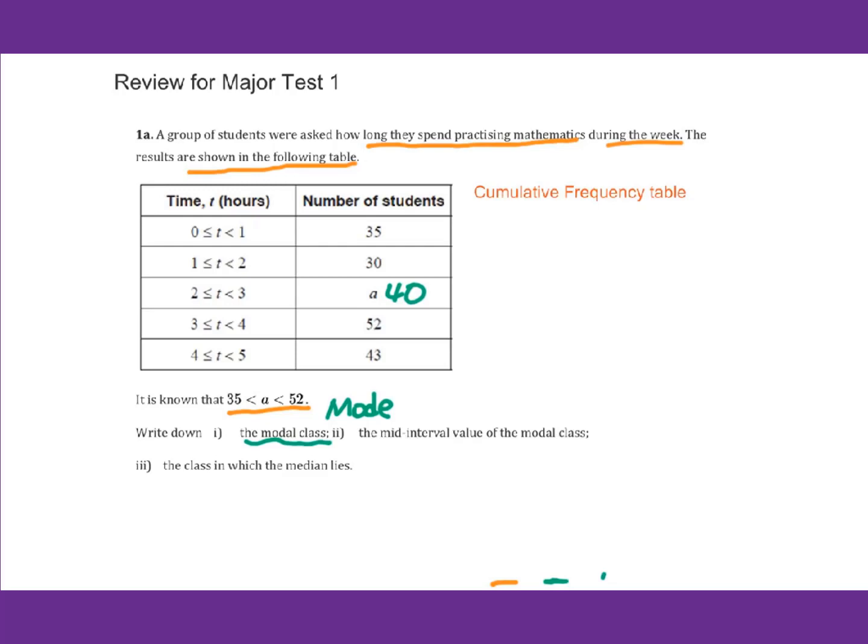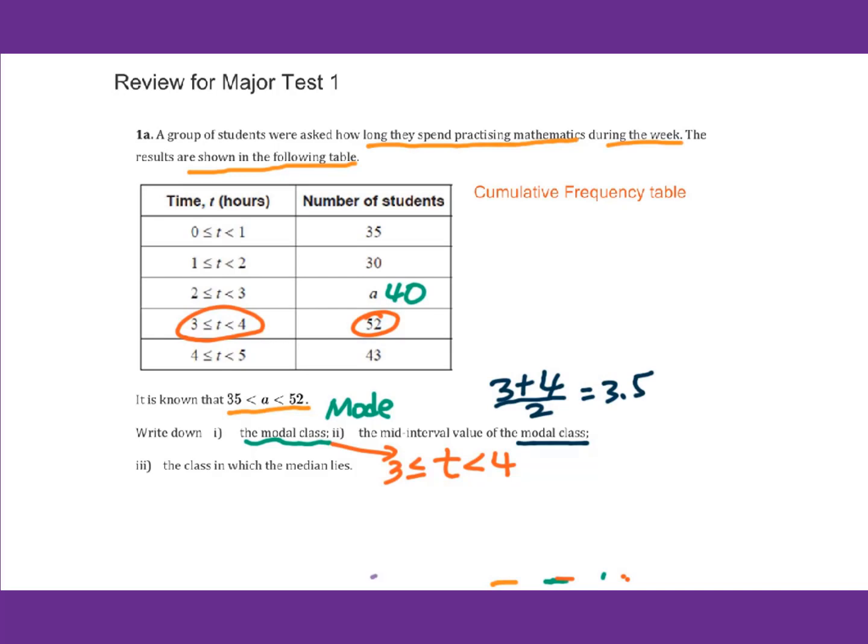So the model class, that's mode. Definitely it's T between 3 to 4. That's for the first one. Second question, the middle interval value of the model class. That means I do 3 plus 4 over 2. You get 3.5.